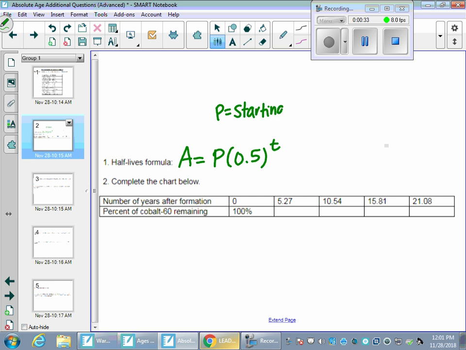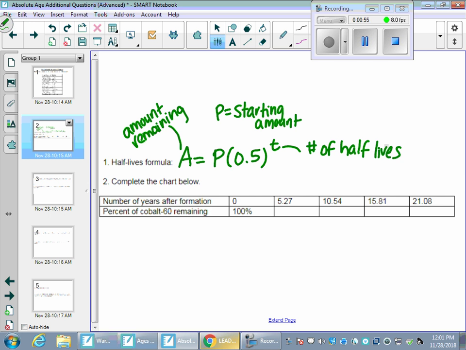What did we start with? A is the amount remaining of our original element that has not been changed yet. And then T stands for the number of half-lives. So think of time, but it's not just the time that you are given, it is the time based on the number of half-lives. So when we are looking at using half-lives, we need to understand how this works.